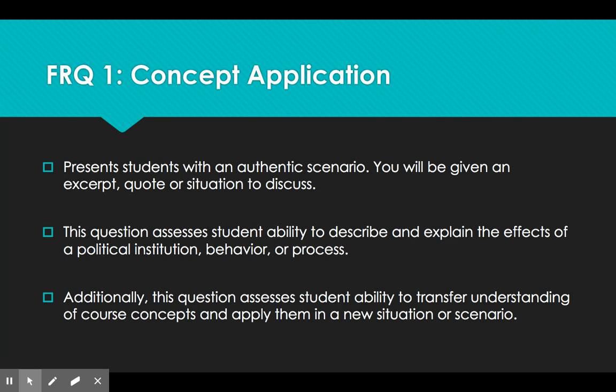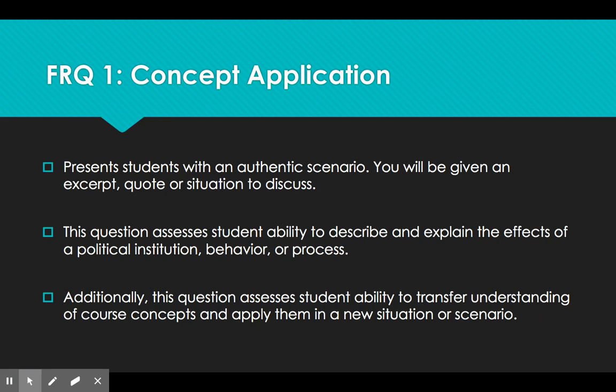There is the concept application question, the quantitative analysis question, the Supreme Court comparison question, and then the argument essay question. Now, you will have one of each of those 4 questions on the exam, barring that the exam is in its traditional form and not changed at all because of COVID-19. So long as it is the traditional exam, you'll have one of each of those questions.